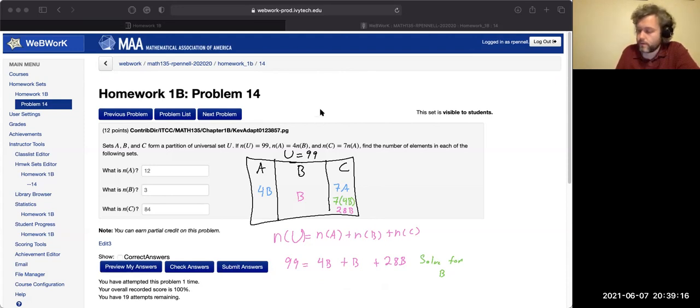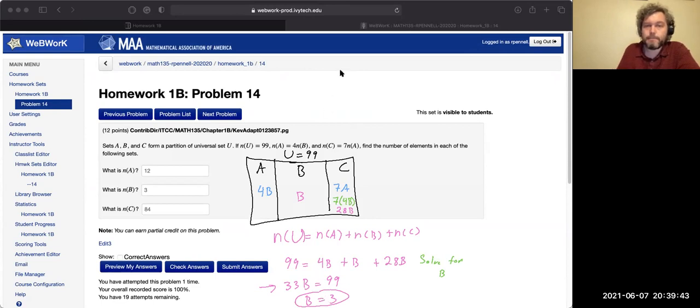So we got 4, 1, that's 5, plus 28, 33. What color do I use? Pink. Drawing tool. So I have 33B's equals 99. I can divide both sides by 33, and I get B equals 3. So there we go. Now I know what that equals.